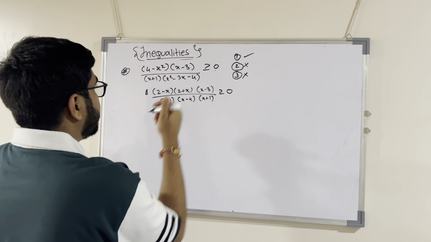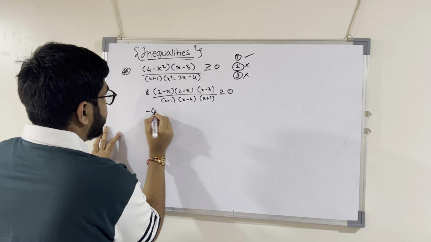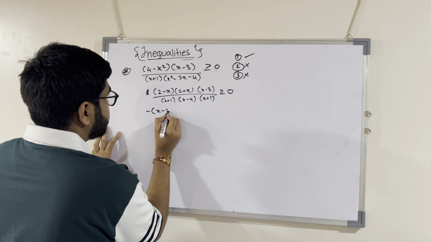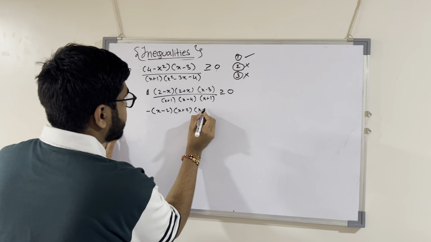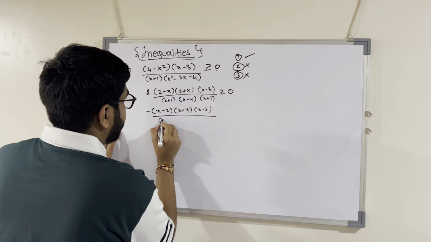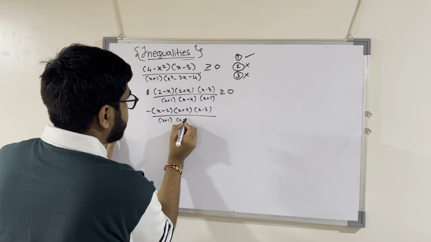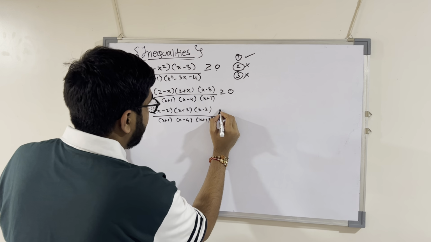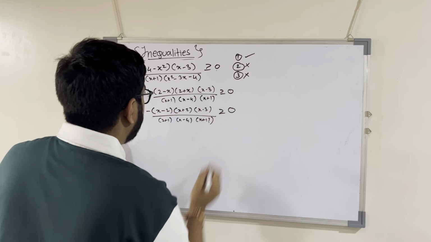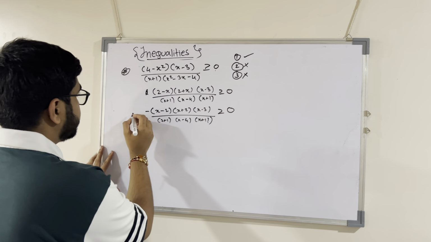Now I go to point number 2, I need positive. So I do minus x minus 2. I brought the minus sign outside of this. X plus 2, x minus 3, x plus 1, x minus 4, x plus 1, greater than or equal to 0. Now what? I have to multiply minus 1 on both sides.